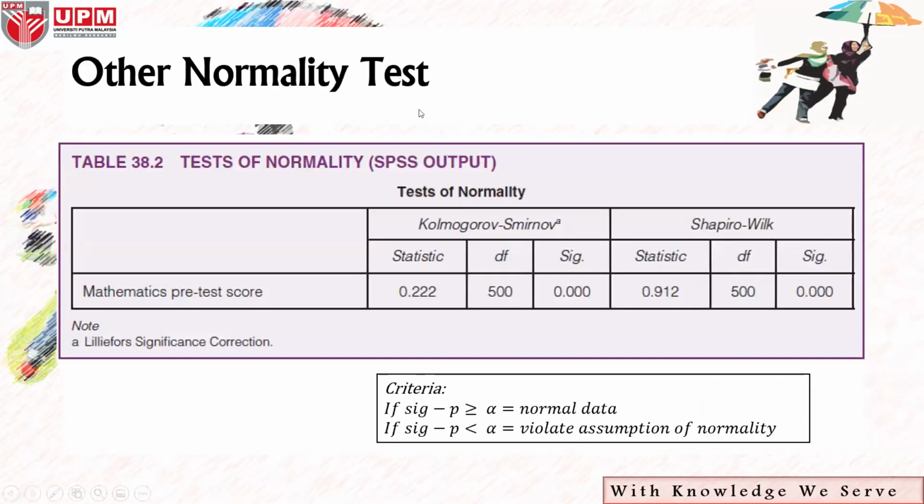Okay, next one. This one is the statistical approach to test on data normality, in which we use the Kolmogorov-Smirnov statistic or Shapiro-Wilk. Kolmogorov-Smirnov or Shapiro-Wilk statistic. How to check the normality based on this statistic? We refer to the significance value.